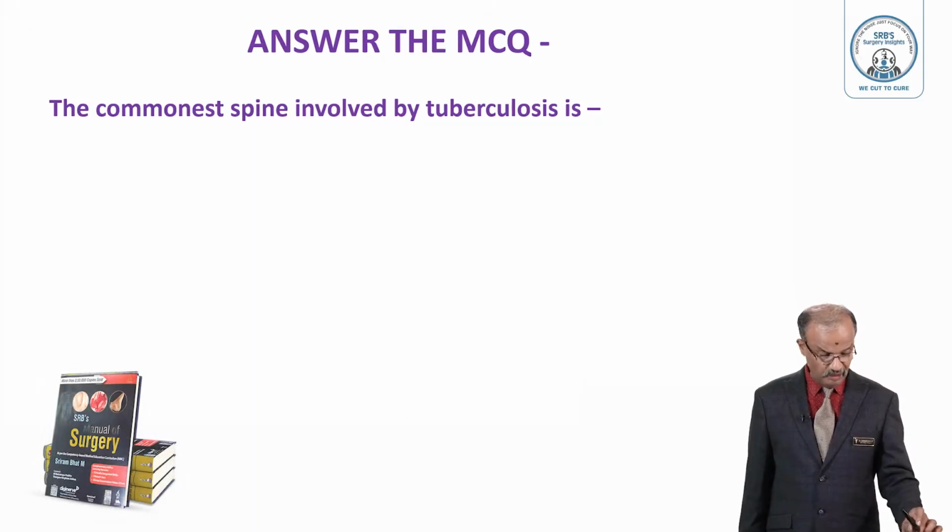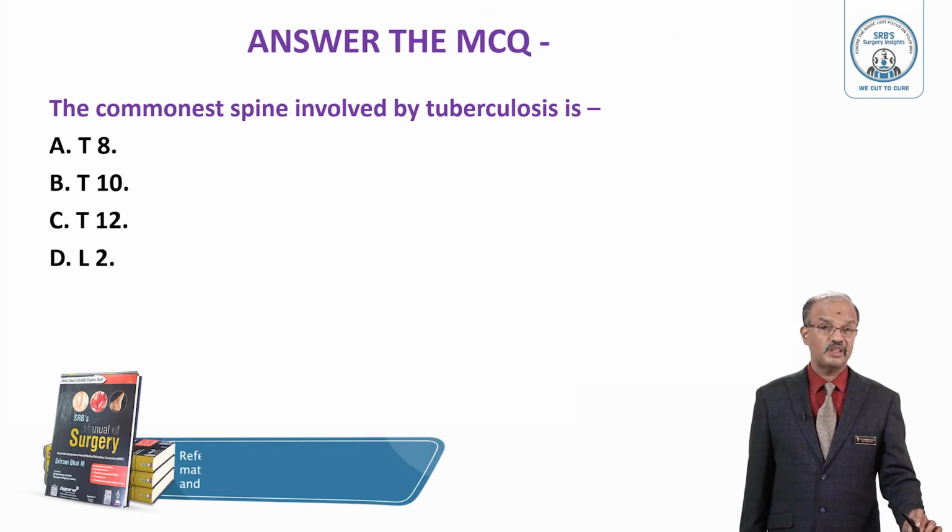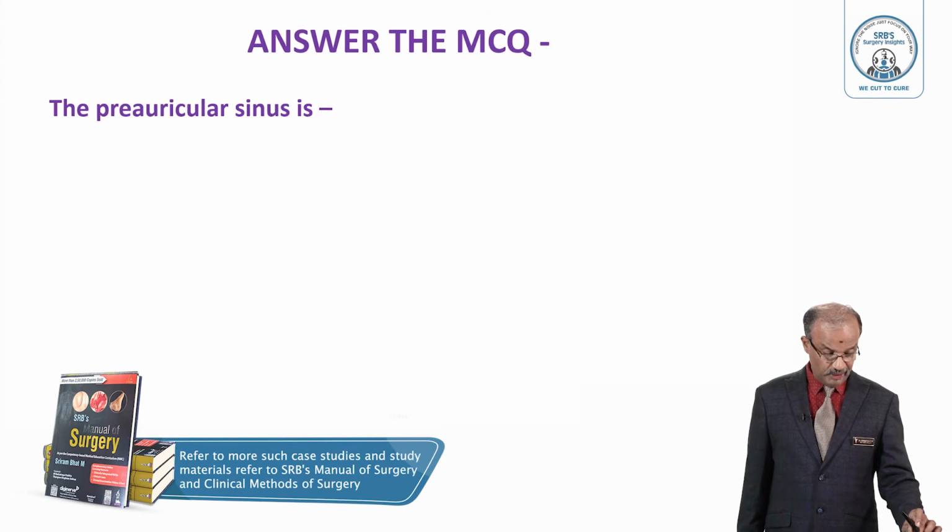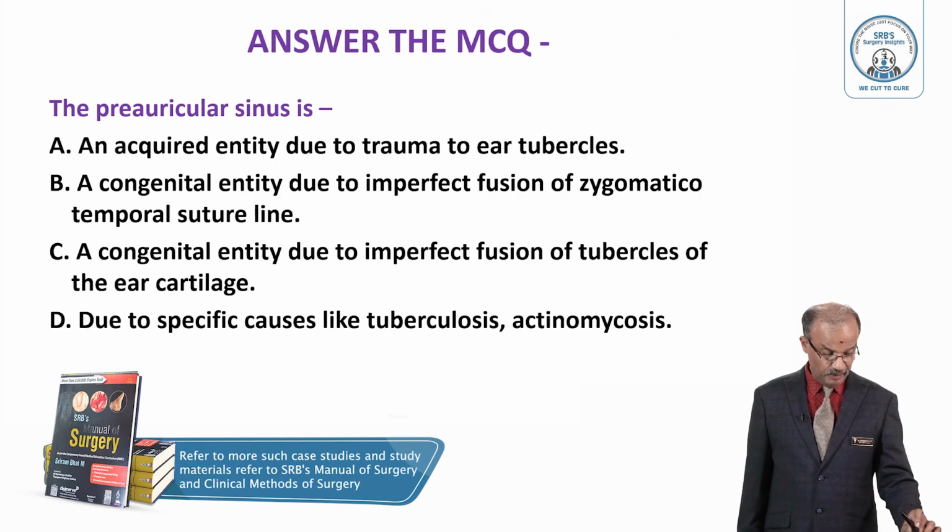So the commonest spine involved by tuberculosis is A, B, C, D. Find out the right answer. Put it in the comment box. I acknowledge, I appreciate your answer, and I'll put the right answer later. Preauricular sinus is A, B, C, D. Again, put the right answer. I'll acknowledge your answer and put the right answer later.